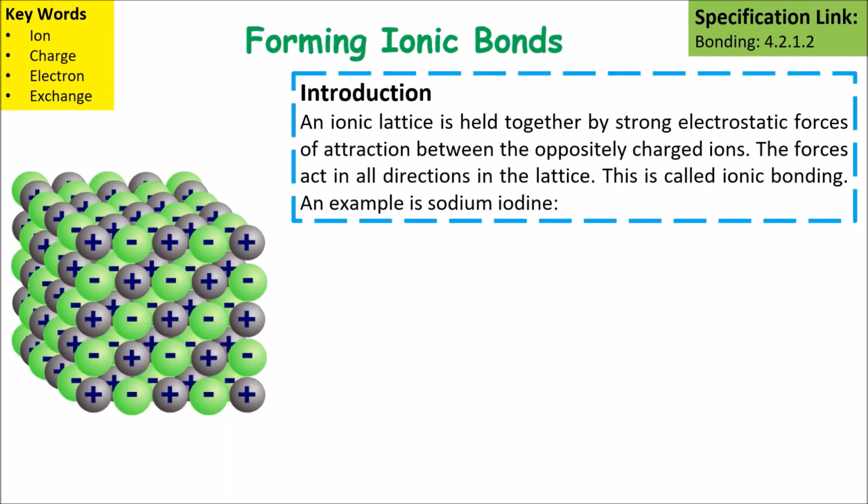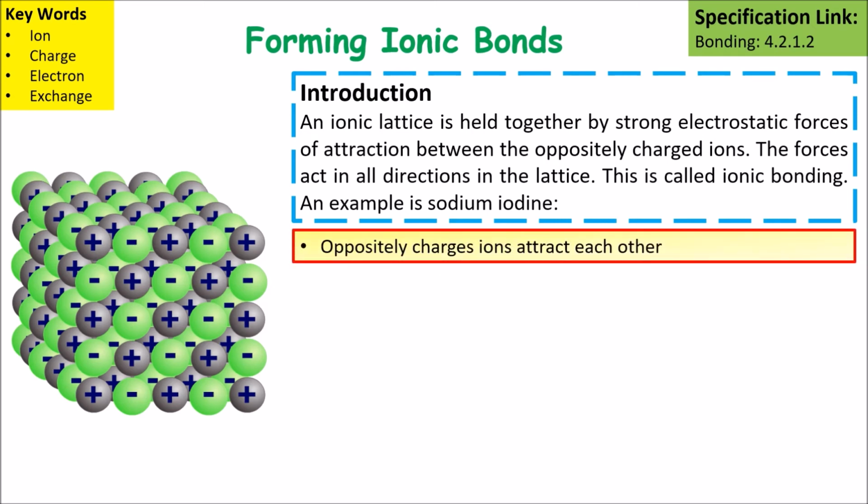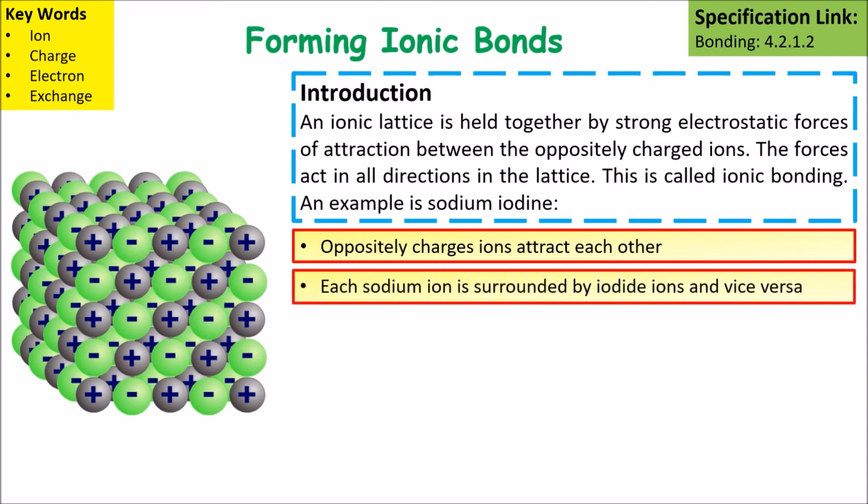An ionic lattice is held together by strong electrostatic forces of attraction between oppositely charged ions. The forces act in all directions in the lattice. So this is called giant ionic bonding. A good example is something like sodium iodide, but any sort of salt acts in the same way. So key things that we need to think about when describing giant ionic structures is that oppositely charged ions are attracting each other. So in this case, each sodium ion is surrounded by iodine ions and vice versa.